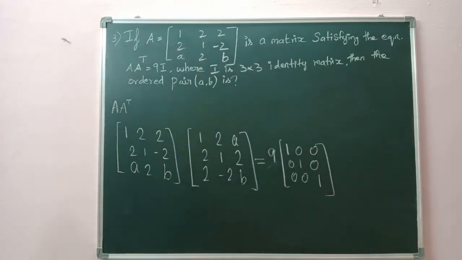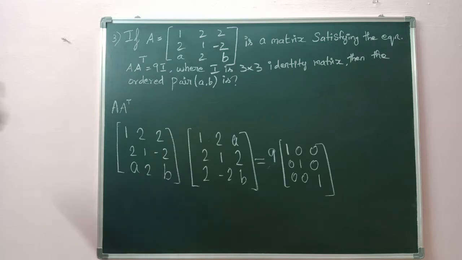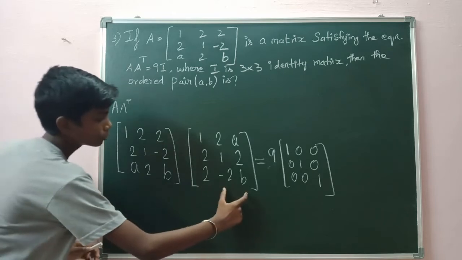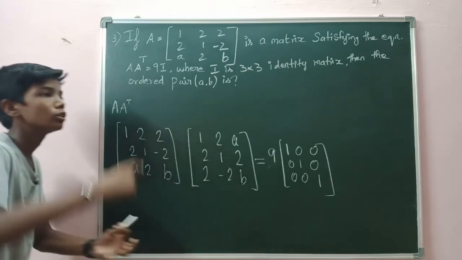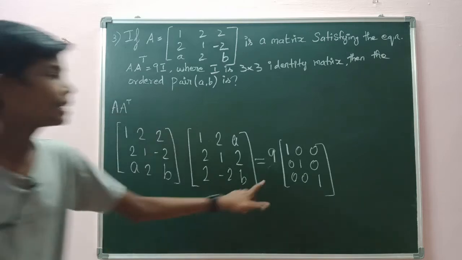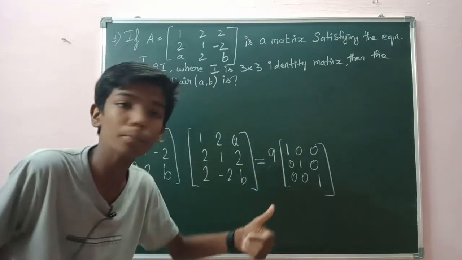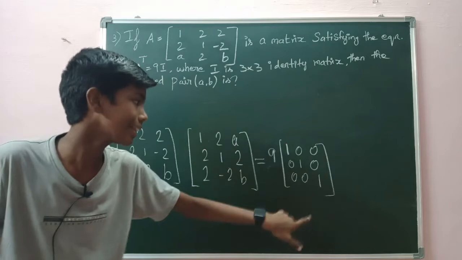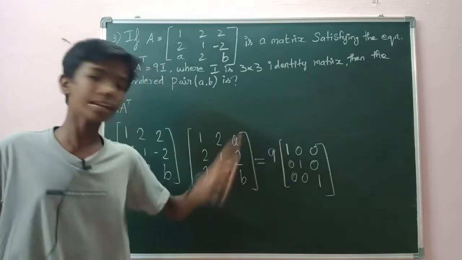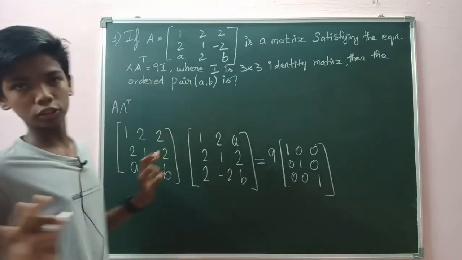So I will repeat once again guys, I'm using what is said in the question. They gave that A into A transpose is 9I, where I is a 3 cross 3 identity matrix. Here, this is your A and A transpose is this. For A transpose, you just need to exchange your rows and columns. That's the basic thing that you're supposed to know, and that is equal to 9 into I, where I is a 3 cross 3 identity matrix. Identity matrix is a matrix whose diagonal elements are 1, and except them all are 0. That's the basic thing you're supposed to know.